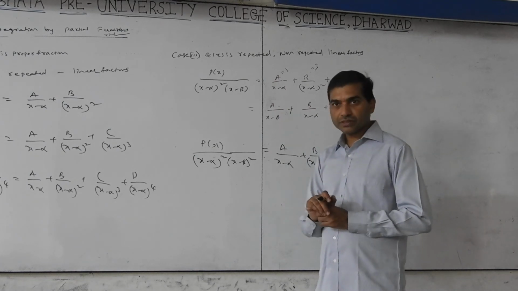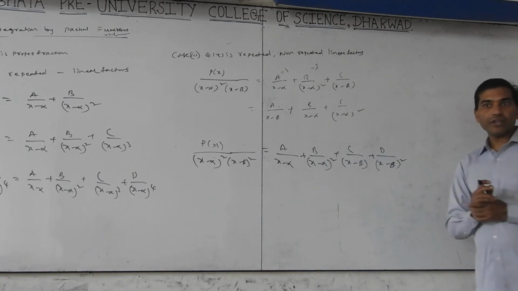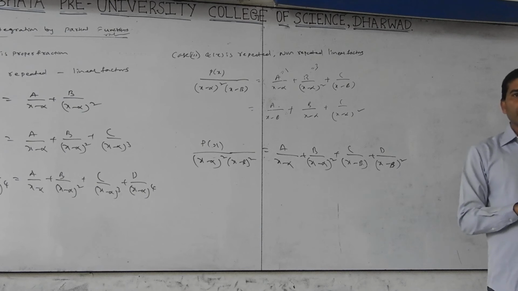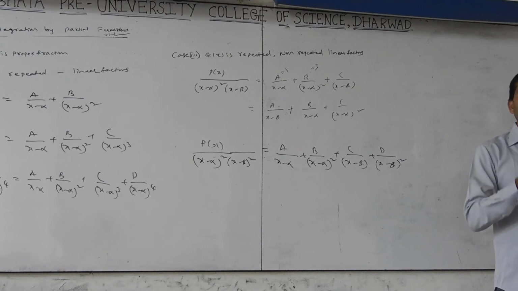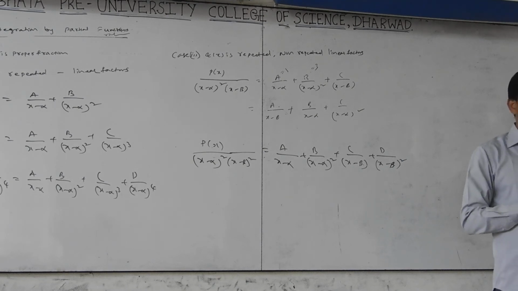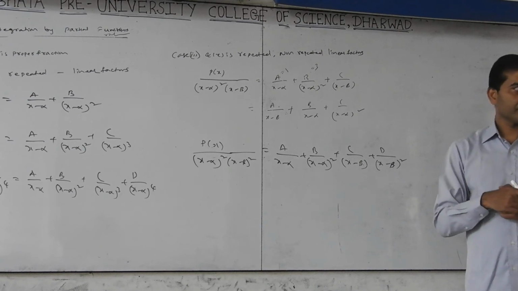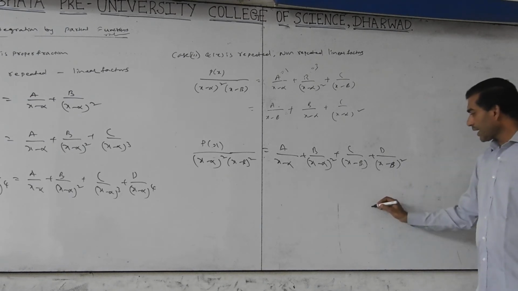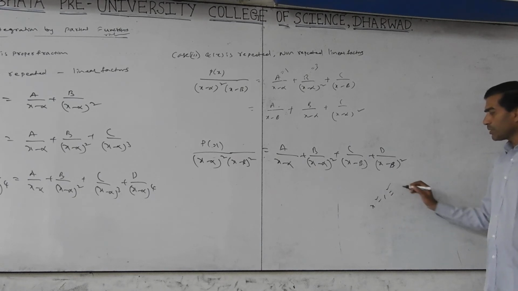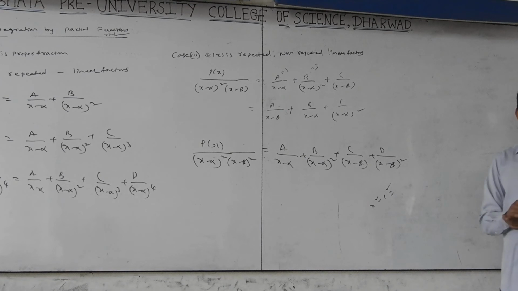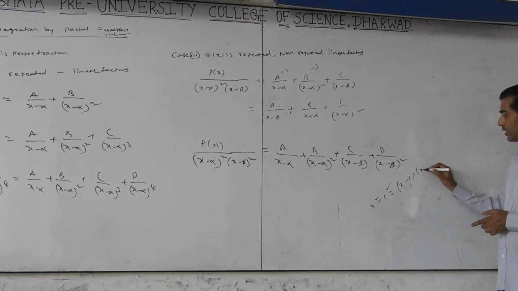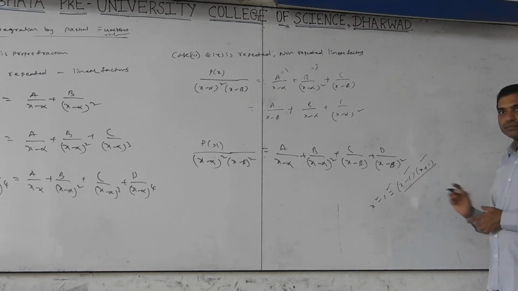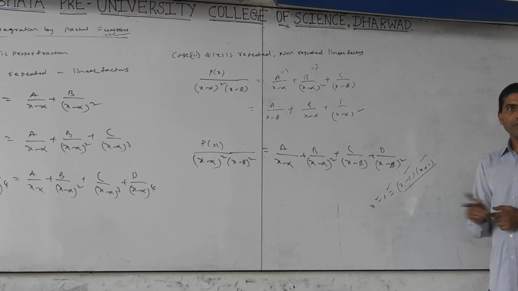One more is the irreducible polynomial. Do you know the irreducible polynomial? An irreducible polynomial means a polynomial we can't express as a product of linear factors. For example, x square minus 1. Is it possible to express as a product of linear factors? A square minus b square equals (a minus b)(a plus b), so x minus 1 into x plus 1. Is it a product of linear factors or not? Yes, we can express.